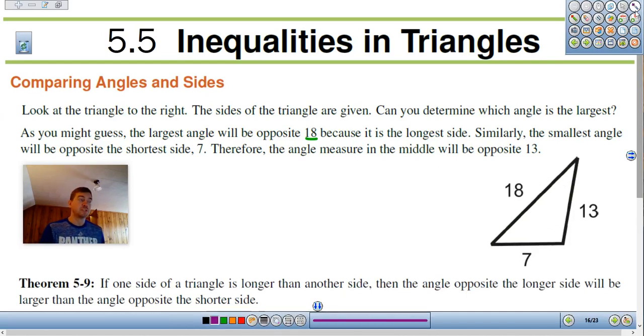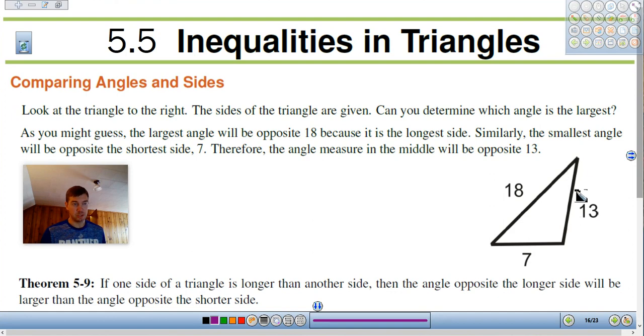In this video, we're going to be talking about inequalities in triangles. We're just going to do a short part of it today, and then we'll hit the rest of it later. It says, look at the triangle to the right. The sides of the triangle are given. Can you determine which is the largest angle?